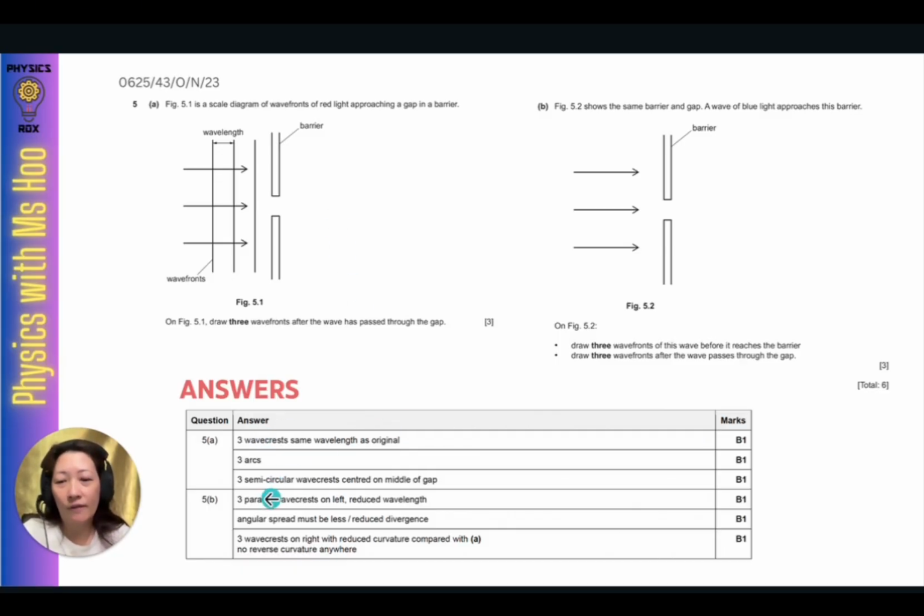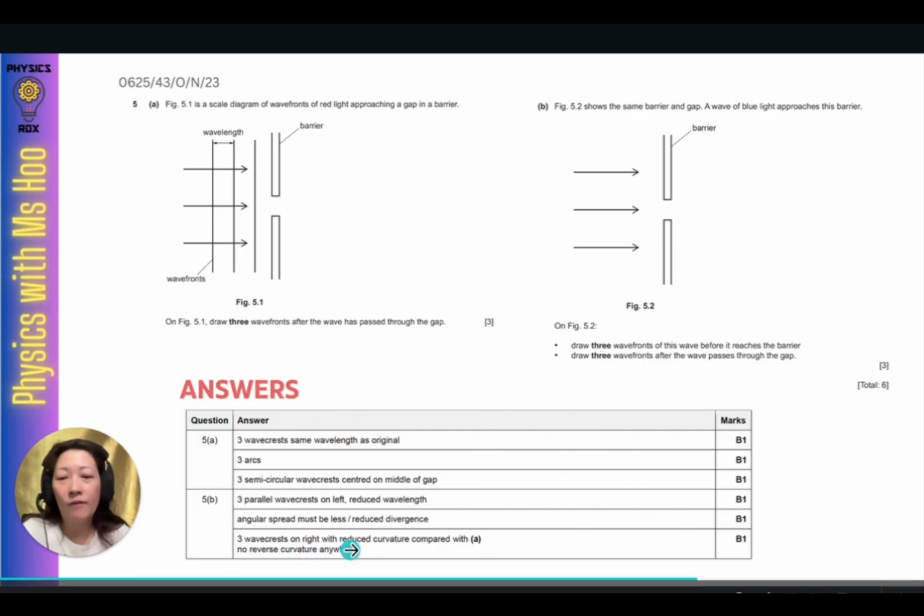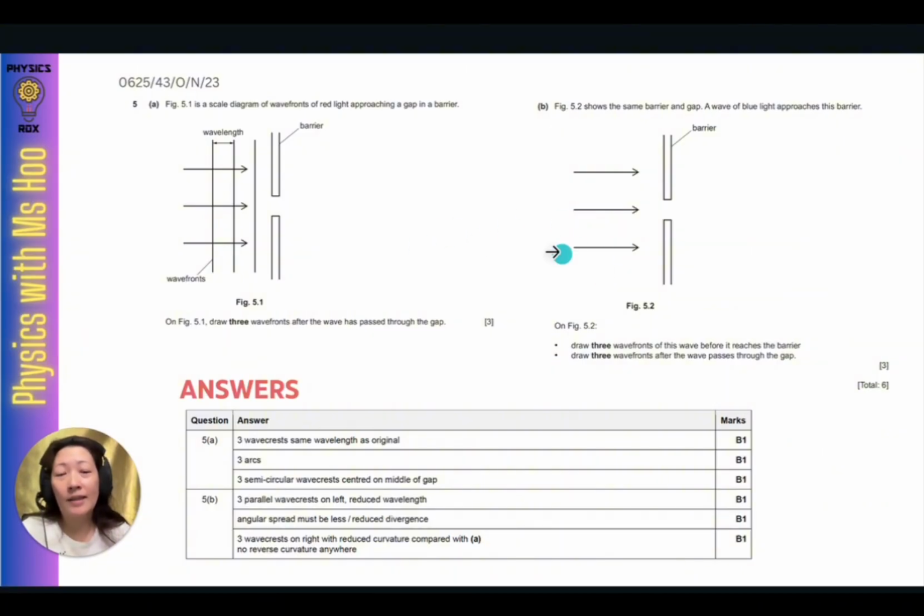So as you can see in question 5a, the answer scheme says here, you need to draw the semicircular wave crest, whereas in question B, you draw waves with reduced curvature. So actually, when you get a question like this, it is a lot easier to get the answer correct. Because if you have a question with only one diagram required, no second diagram, then you have to figure out, is it going to be the circular wave or the reduced curvature wave?